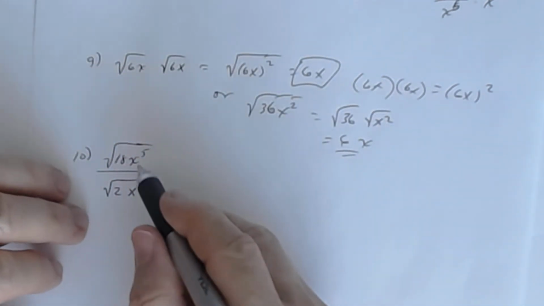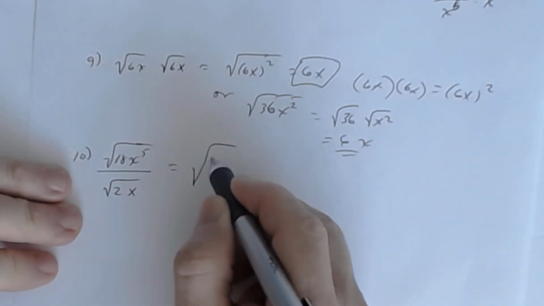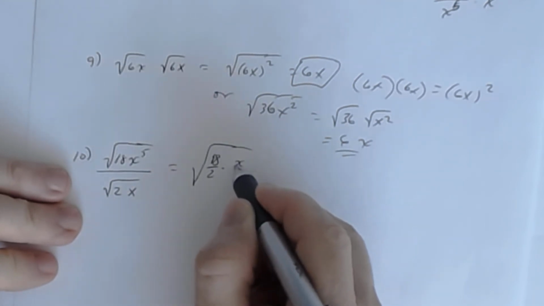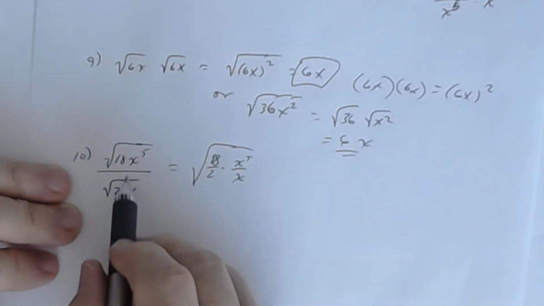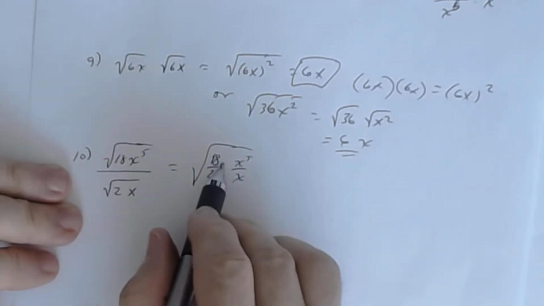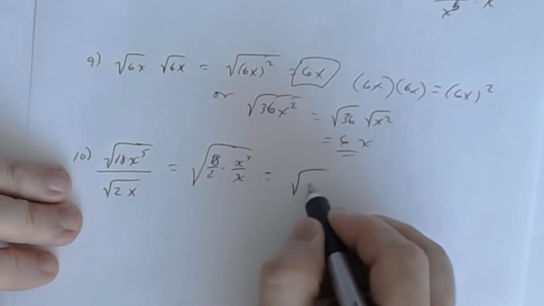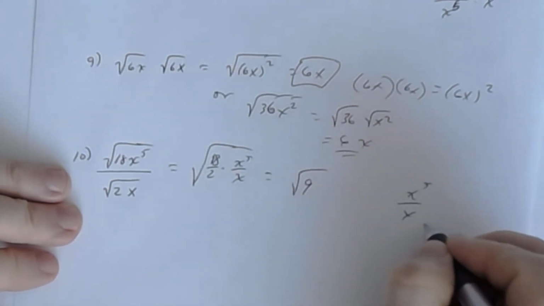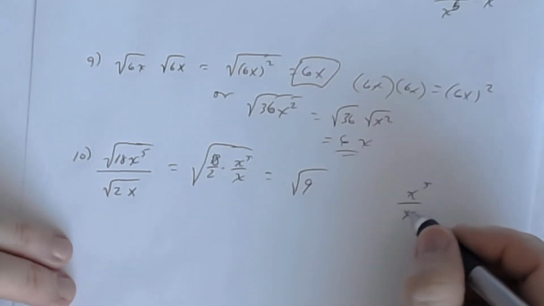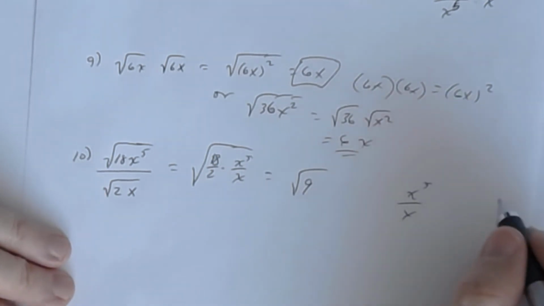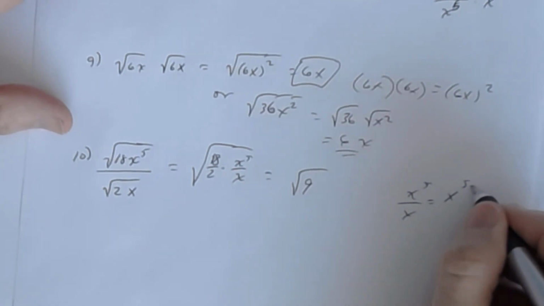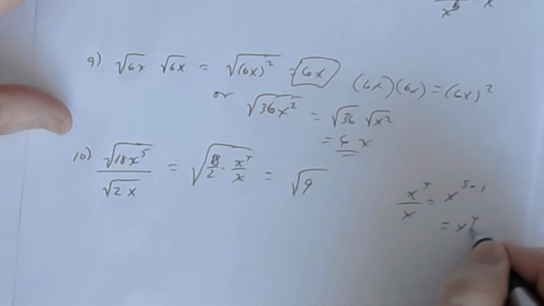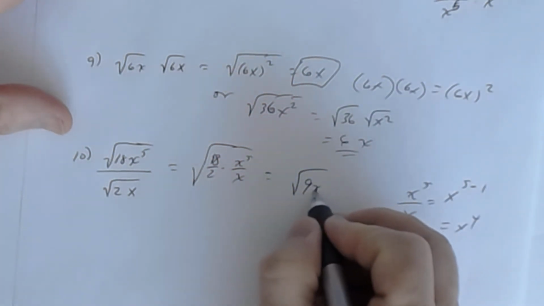And then over here, same thing, use the quotient rule. So it becomes the square root of 18 divided by 2 times x to the 5th divided by x. 18 divided by 2 is 9, so it becomes the square root of 9. x to the 5th divided by x, so remember, when you're using the quotient rule for exponents, when you divide like bases, you subtract exponents. So that's x to the 5th, subtract, remember there's no exponent there, so it's going to be 1. So that becomes x to the 4th. So this is 9x to the 4th.